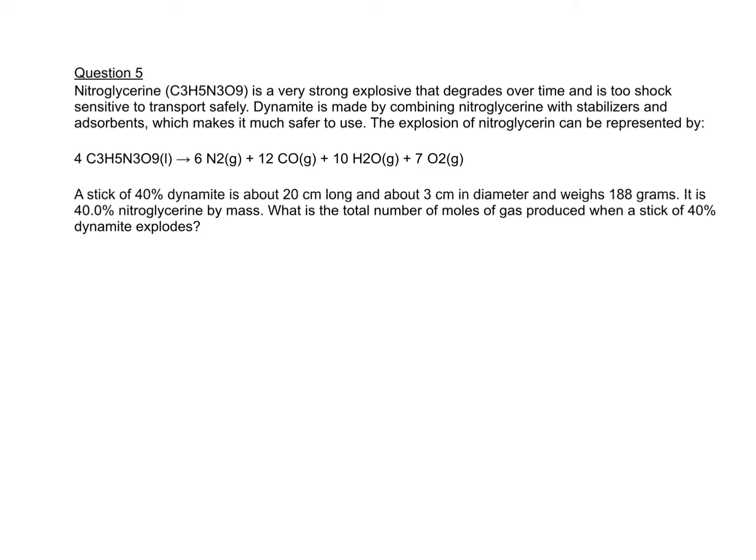So first of all, we take a look at the question to get a sense of what information we have and what we're trying to find. We have the formula for nitroglycerin. We are told that dynamite is made of nitroglycerin with some other stuff, some stabilizers and absorbents. And here is the reaction that nitroglycerin undergoes. And then we have some information about this particular problem. We have 40% dynamite, we have a length, a diameter, a mass. We're told it's 40% nitroglycerin by mass.